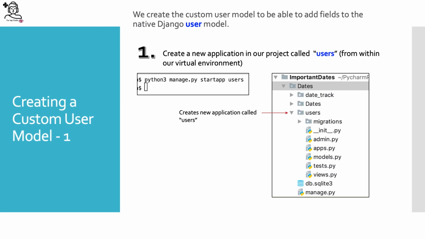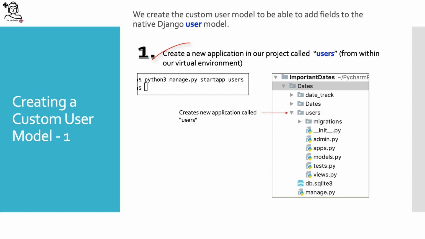So the first thing we'll do is create our custom model. We'll take several steps to do that. Now, why do we do this? We create a custom user model to be able to add fields to the native Django user model should we want to do that. The first thing we're going to do here is create a new application in our project called users from within our virtual environment. So this is going to be dedicated to this new custom user model.